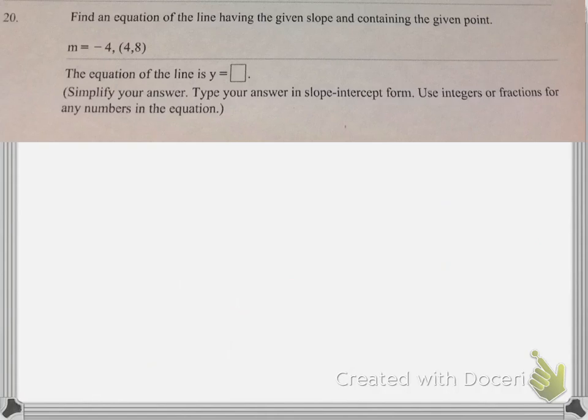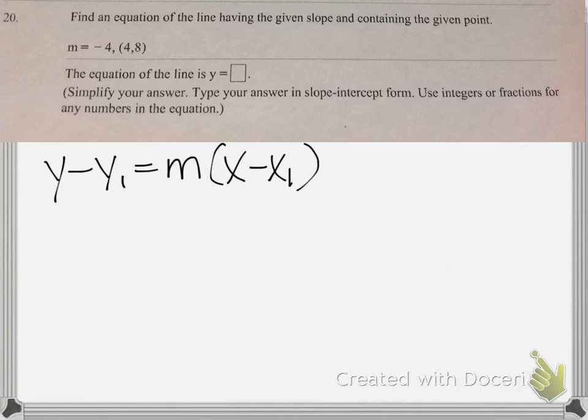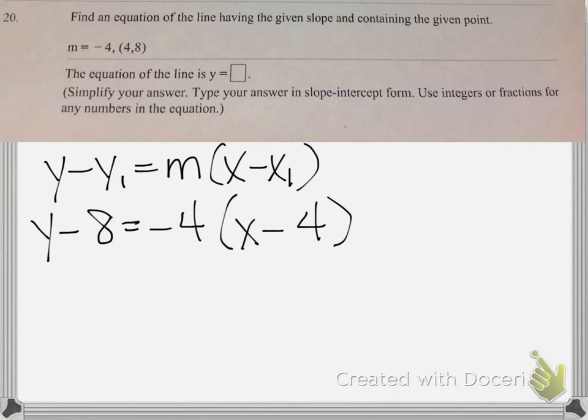Find an equation of the line having the given slope and containing the given point. Man, we've written a lot of equations, haven't we? You should be pros at this by now. So we have a slope and we have a point. So that's when we use point slope form. So it's y minus my y coordinate, which is 8. My slope is negative 4. And then x minus my x coordinate.